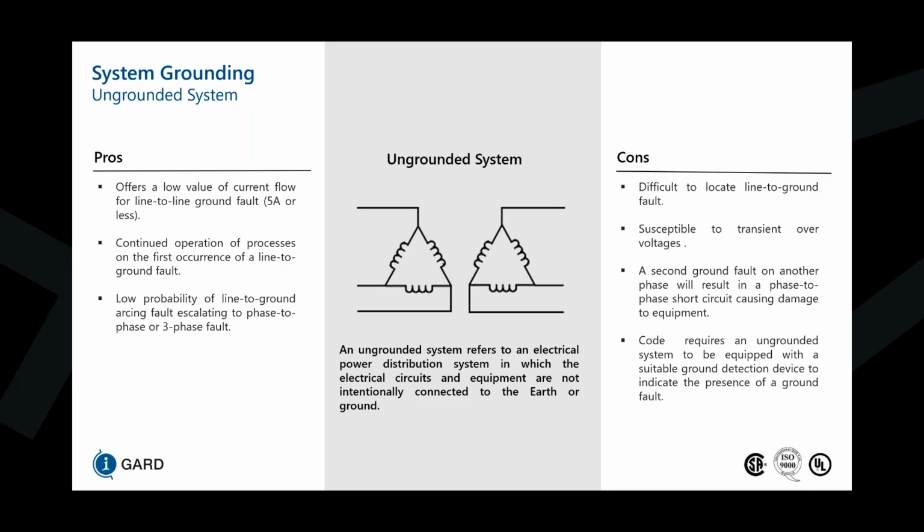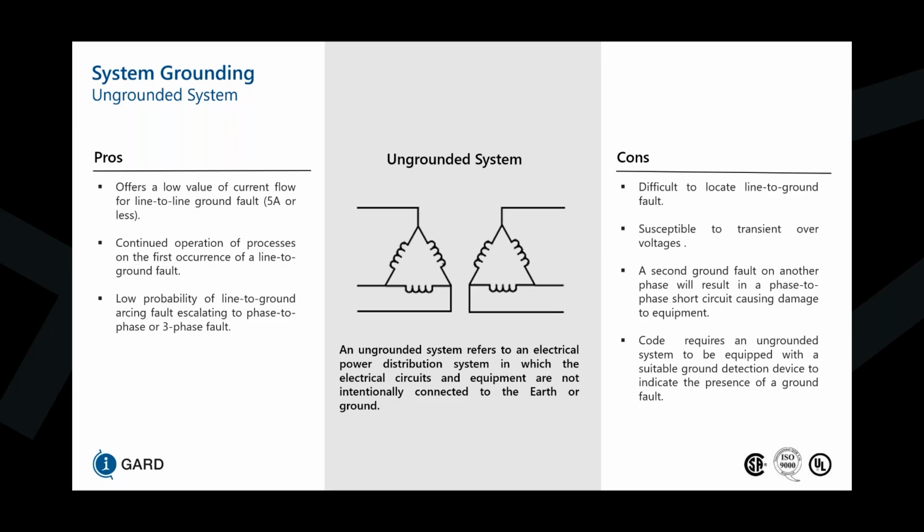Ungrounded systems were utilized a lot in the process industry in the past due to their capability of maintaining process continuity in the event of the first line to ground fault. If phase C gets faulted, phases A and B elevate to a higher voltage to cover the loss of phase C and maintain the line-to-line voltage. It offers a low value of current flow for line-to-ground faults, and it has a low probability of escalating into a phase-to-phase or three-phase failure.